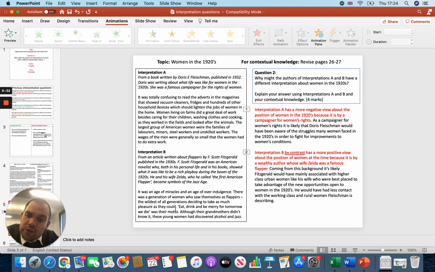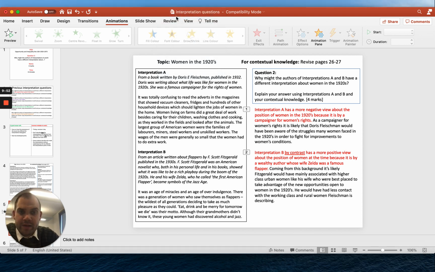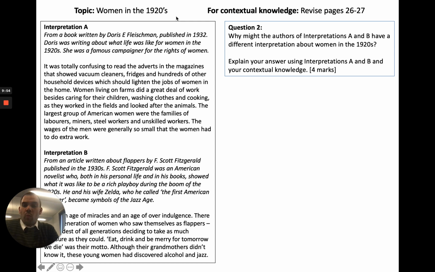So again, a slightly more positive take in lots of ways. It's talking about the new liberating opportunities available to women in the 20s, so they can go out behind their grandmother's back and listen to jazz and drink alcohol, that they have these slightly wild, decadent lifestyles. So it's a slightly more glamorous take on the role that women played in the 1920s. So this one is a largely negative or sceptical take on the position of women in the 1920s, and this one is a slightly more positive one.